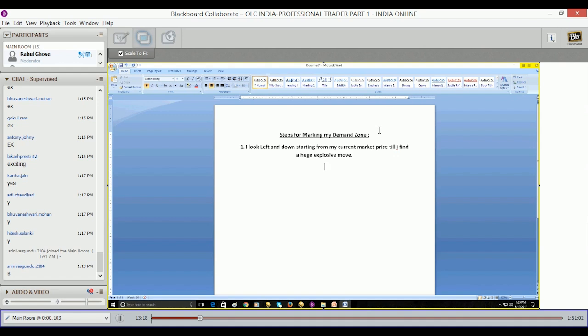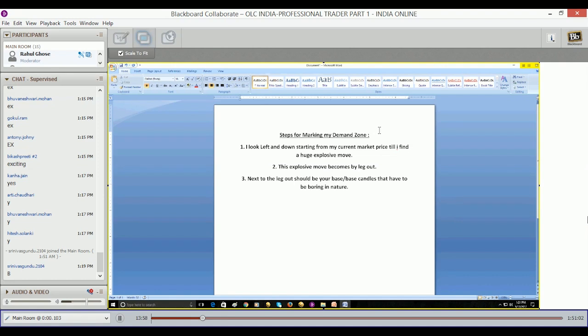Yes, this explosive move becomes my leg out. Next to the leg out should be a series of base candles that have to be boring in nature.